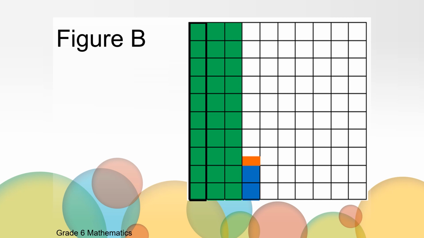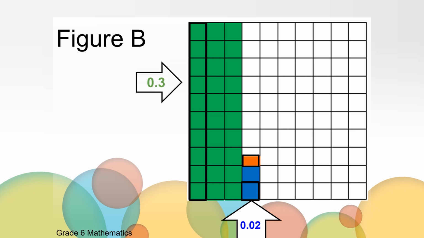Lastly, I can see that there is a very small orange piece. It looks like half of 1/100th. Since it takes 10 thousandths to make 1/100th, half of 1/100th would be named 5 thousandths. To name this number as a decimal, I can write a 3 in the tenths place to represent 3/10ths, a 2 in the hundredths place to represent 2 hundredths, and a 5 in the thousandths place to represent 5 thousandths, or that very small orange amount.